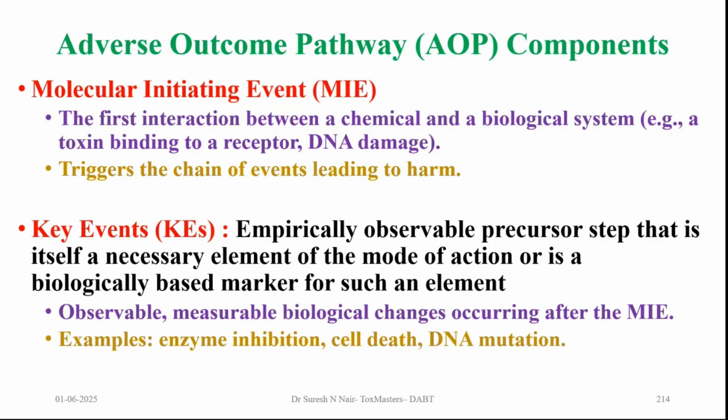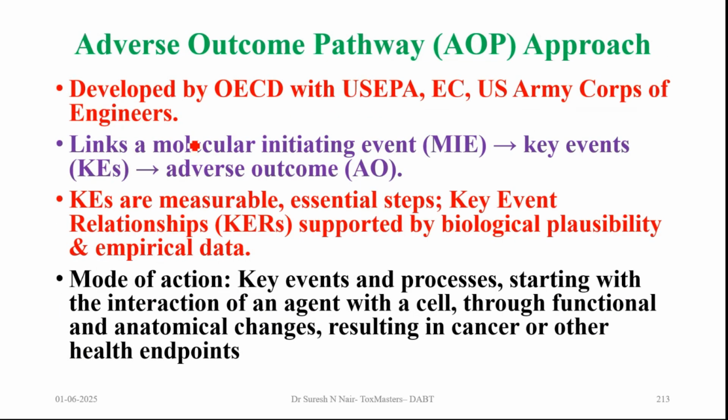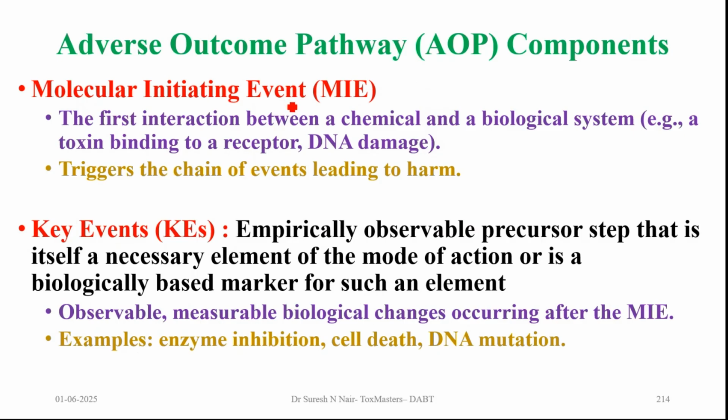Okay, so what is a molecular initiating event? MIE is actually the first interaction between a chemical and a biological system. So here, MIE will lead to key events and adverse outcome. In the textbook only this has been given, so I've gone through it in detail. The molecular initiating event is the first interaction between the chemical and biological system. That is a toxin binding to the receptor, or DNA damage that is induced by an adduct. And this actually triggers the chain of events leading to the harm. Here the harm means carcinogenesis.